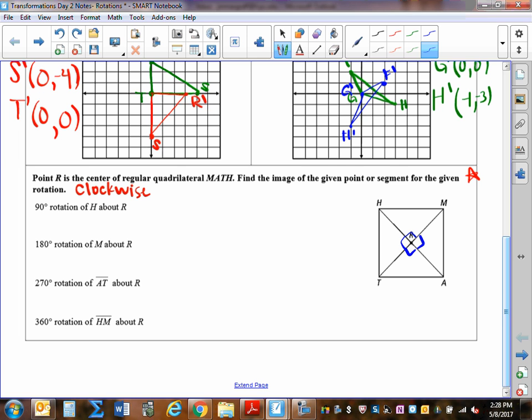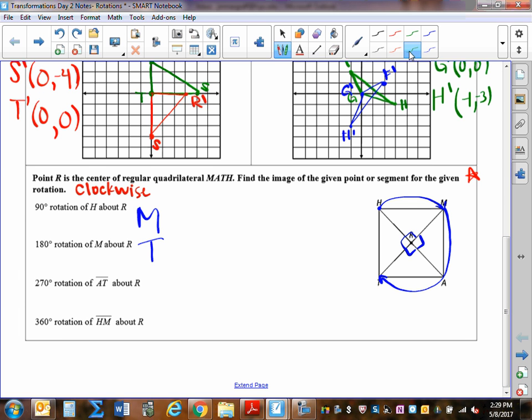So when it says a 90-degree rotation of H about the point R, what does H become? M. At 90 degrees it goes to M, because this is 90 degrees here. How about a 180-degree rotation of M about R? Good. T.